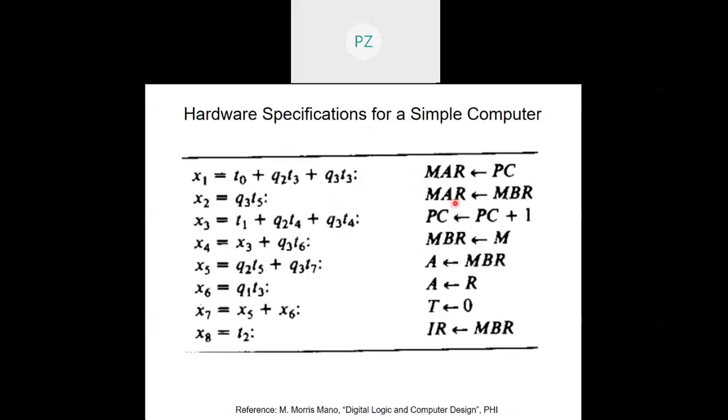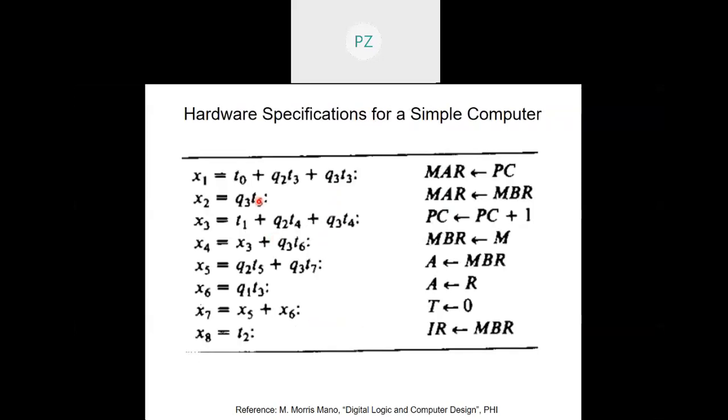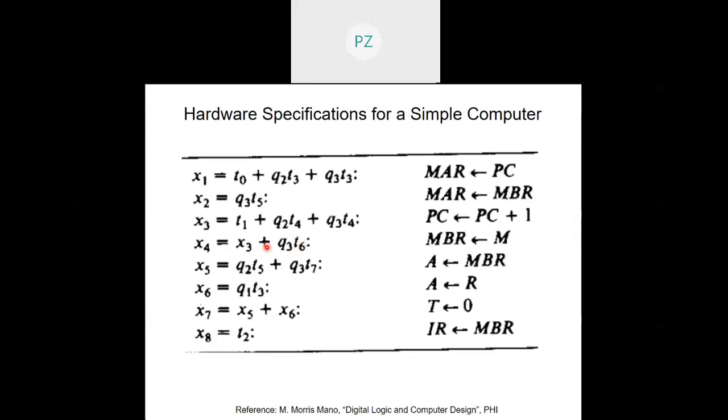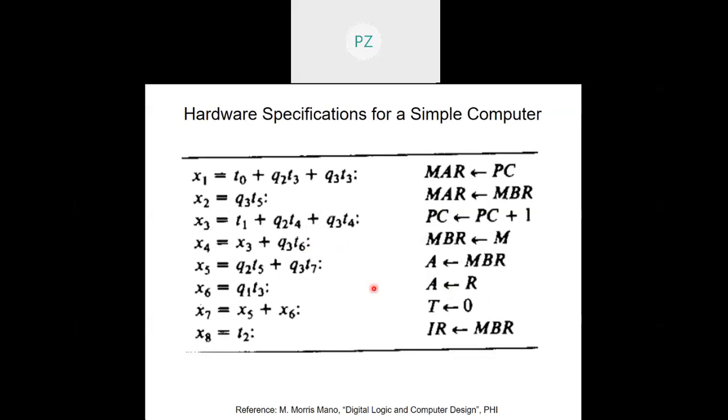Then let me see what is next. MBR to MAR. There is only Q3 T5, and I am naming it as X2. Then PC incrementation. Where is it happening? Over here. So T1 or Q2 T4 or Q3 T4, right? That's it. So that takes care of incrementing the PC, and I'm naming it as X3, right?